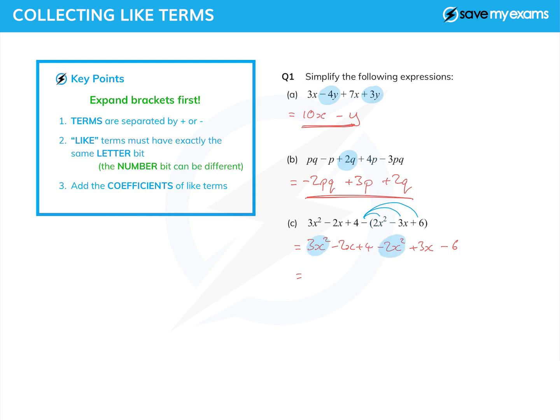I've got x squareds. 3x squared minus 2x squared is 1x squared, but we don't normally put the 1 in. And then what about the x's? I've got minus 2x plus 3x, and minus 2 plus 3 is again 1, so that's plus x. And then finally, if I look at the number terms, now these don't have any letter bits at all, but they are just number terms, and they are like terms, therefore. And I've got plus 4 minus 6 is minus 2. And that is that. Very useful, this, when we're solving equations particularly.